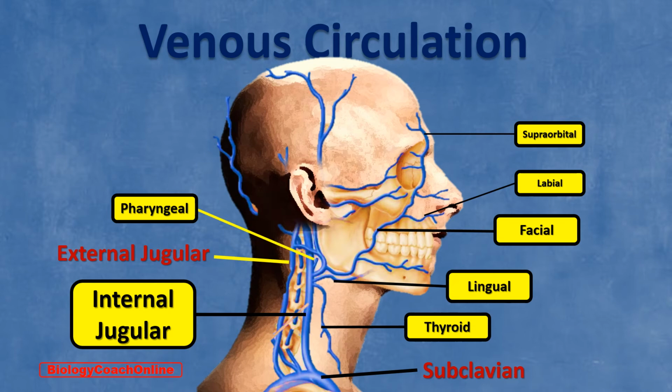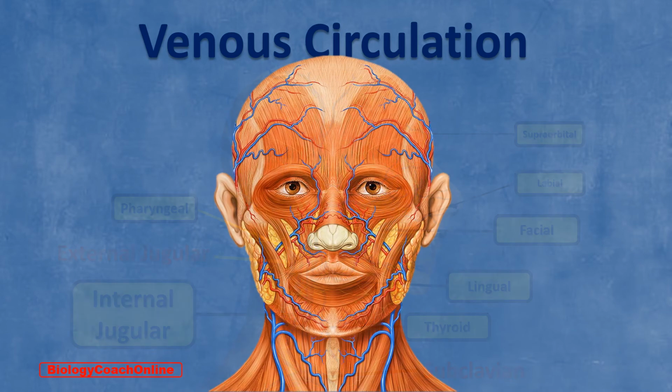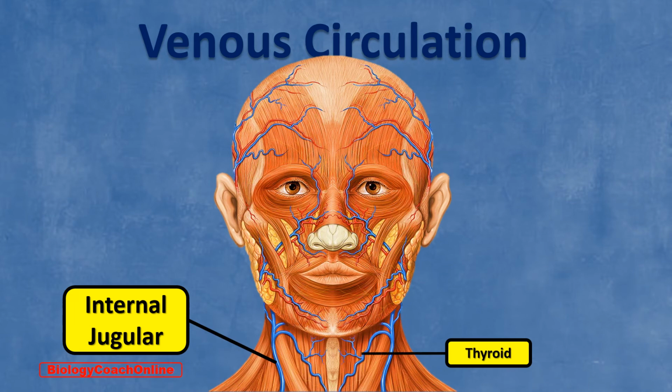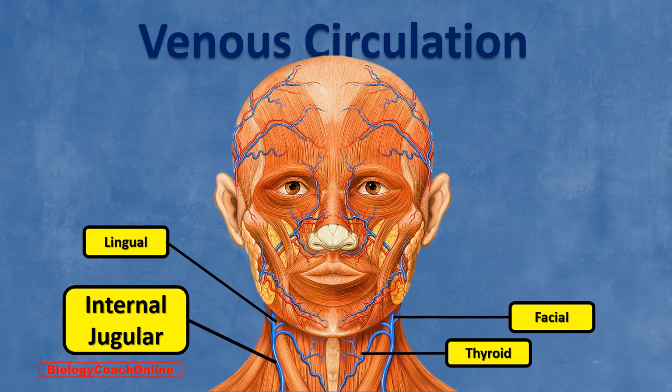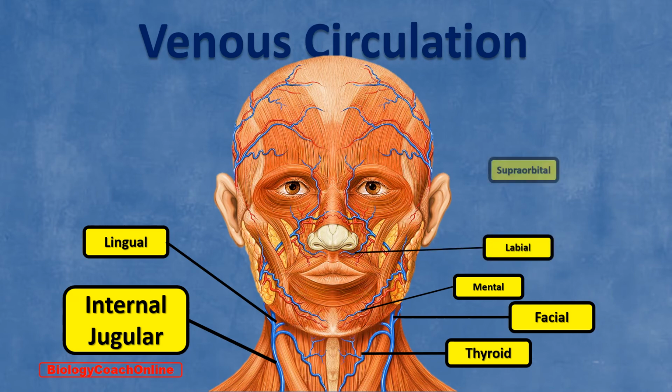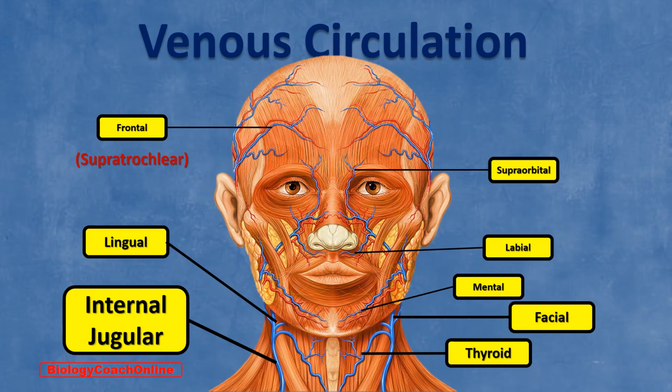So checking out the frontal aspect here, we have the thyroid vein there. The lingual vein is right here, just before it ducks under the mandible. The facial vein is over here. Now, we don't see the pharyngeal vein in this presentation. The mental vein is here. Now remember that the mental vein is another branch of the facial vein. The labial vein is right here. The supraorbital is right here. Now, we don't see the terminus in this view. And the frontal vein right here, servicing the tissues of the forehead. By the way, in some sources, the frontal vein is also referred to as the supratrochlear vein.